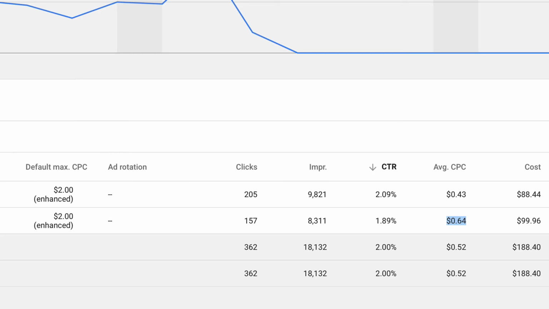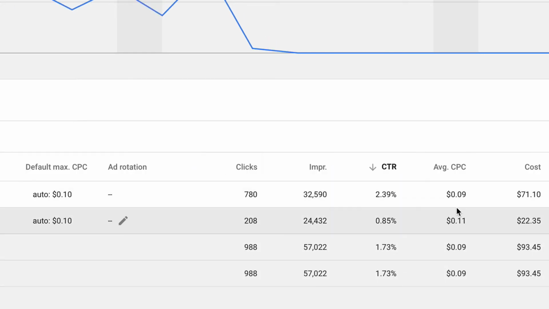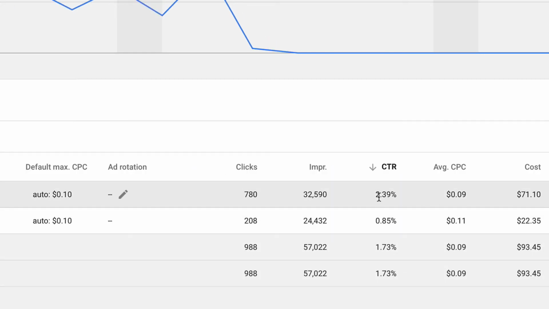And this is just unheard of in terms of a few cents a click, pretty great click-through rate, 2.39% click-through rate. So out of 32,590 impressions, we got 780 clicks. They cost 9 cents a piece.